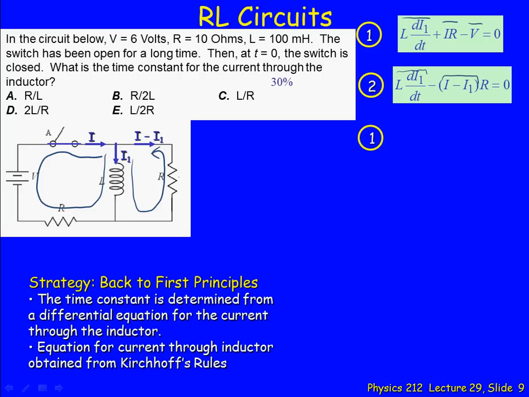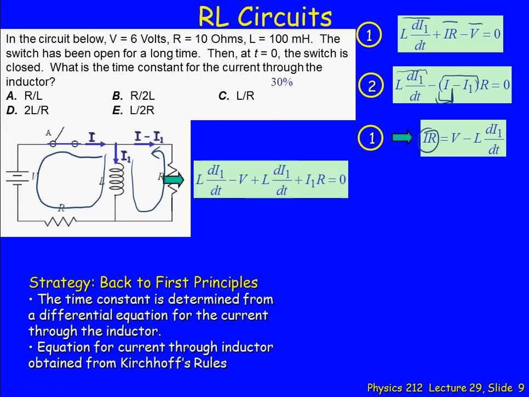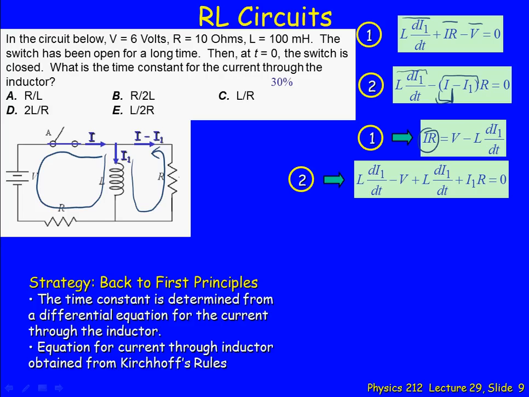Okay, so I'm going to rewrite equation 1 from loop 1. I'm going to solve it for I times R so I can substitute it into equation 2. By rearranging things, V becomes positive, L di dt becomes negative, and now I'm going to substitute that in for my I times R term right here, so that everything is in terms of I1, the current through the inductor. If I go ahead and do that, I get several terms here. I would get a couple terms with L di dt, and then I have my voltage across the battery and my voltage across the resistor.